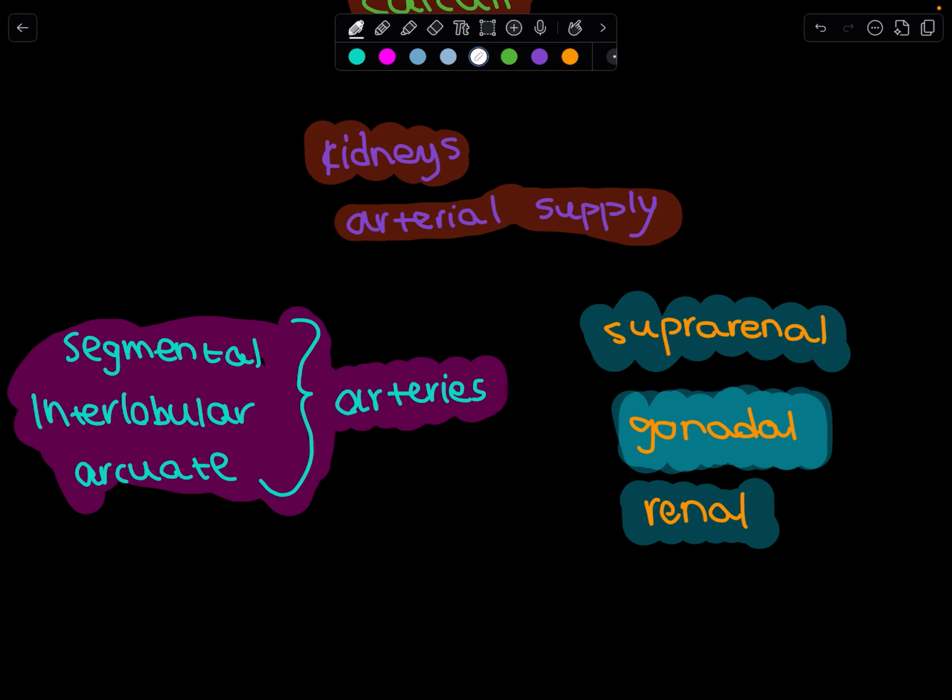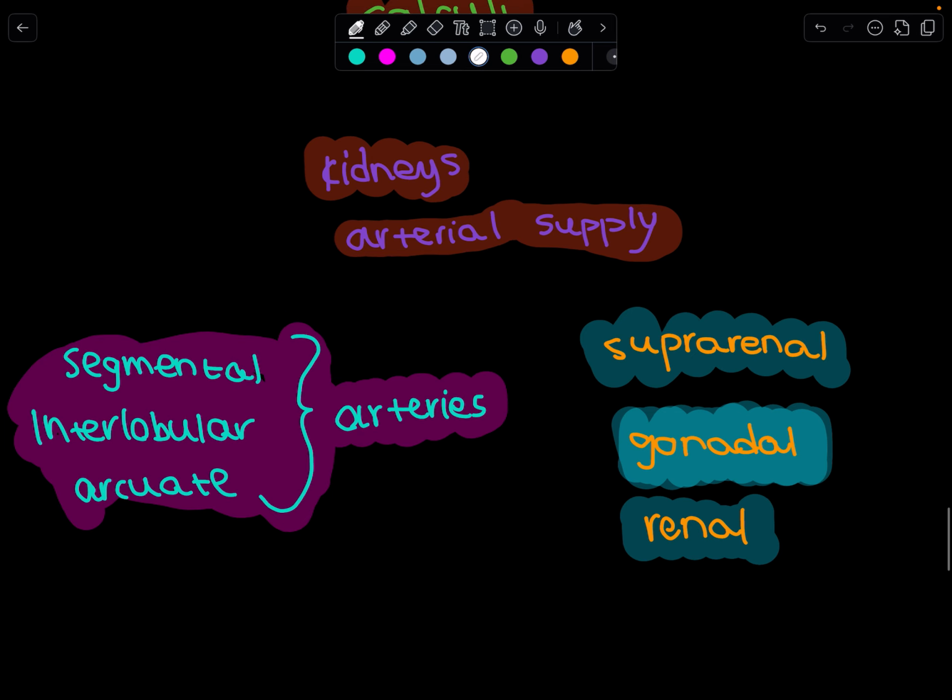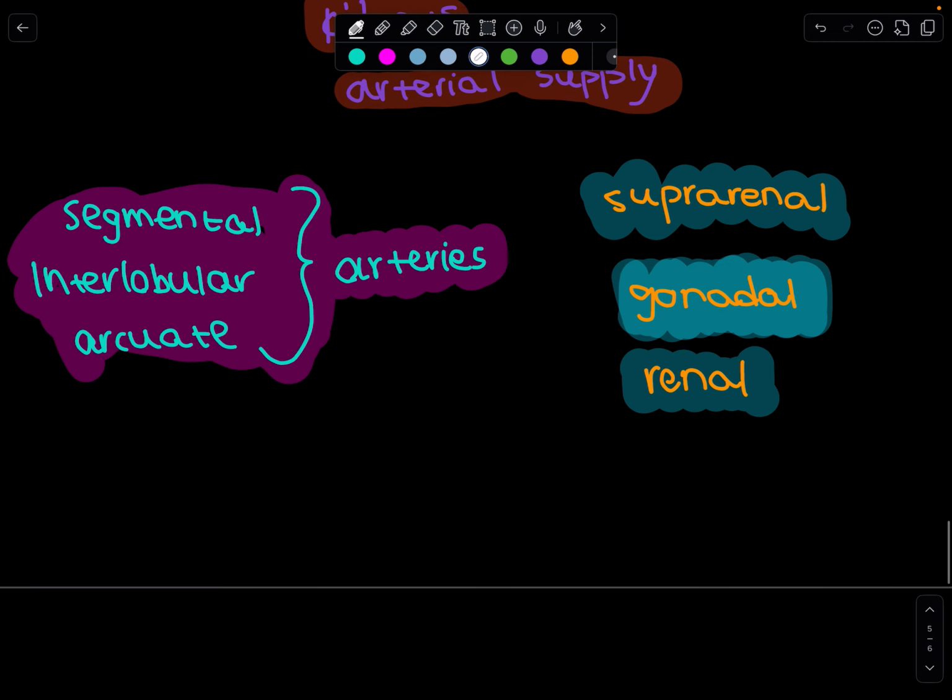The gonadal arteries, testicular in males, ovarian in females, arise from the aorta, just below the renal arteries, supplying the testes or ovaries for reproductive function. The renal artery, also off the aorta, supplies the kidney, splitting into 5 segmental arteries: apical, upper, middle, lower, posterior, which feed interlobar, arcuate, and interlobular arteries to deliver blood to the glomeruli for filtration. Each artery targets its organ-specific needs: hormones, reproduction, or filtration. Want me to dive into their venous drainage or clinical relevance?